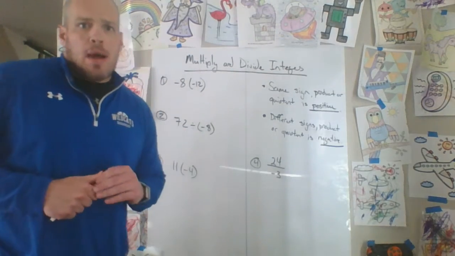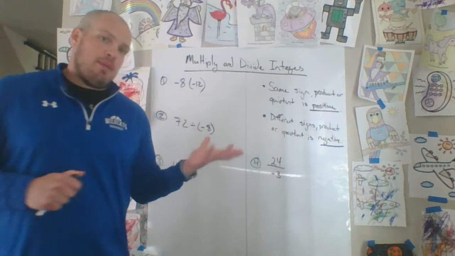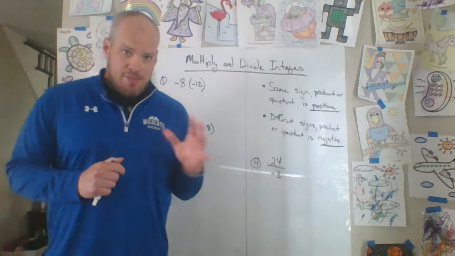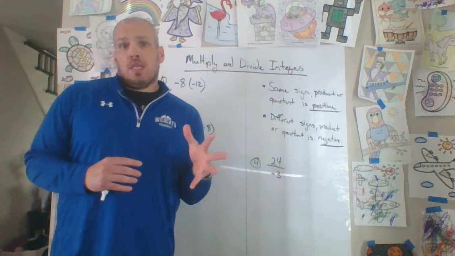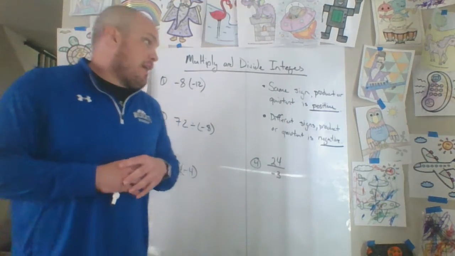So the last two operations we have to work with are multiplying and dividing integers. We put them into one because the rules are the same. I think multiplying and dividing integers is definitely easier than adding and subtracting. There's really just one rule, two rules, but one cohesive rule for multiplying and dividing.